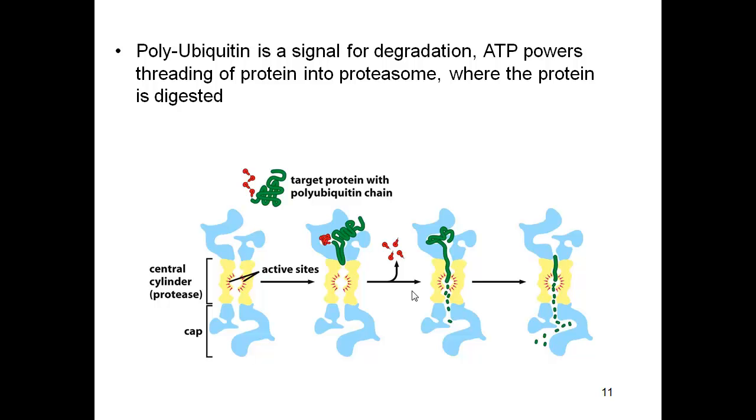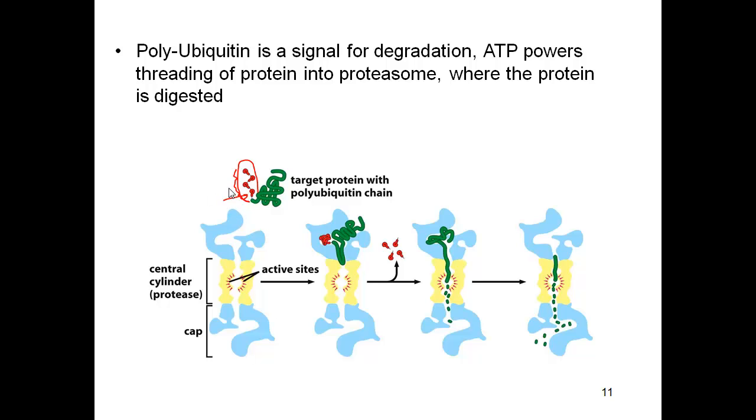Ubiquitin is a small protein sequence that can get covalently attached to an existing protein. A single ubiquitin molecule, one of these red subunits, can have other functional roles, like for instance it can serve a role in signaling. There's a lot of different functions for a single ubiquitin. However, if there are multiple ubiquitin units on a protein, this protein is then marked for destruction.